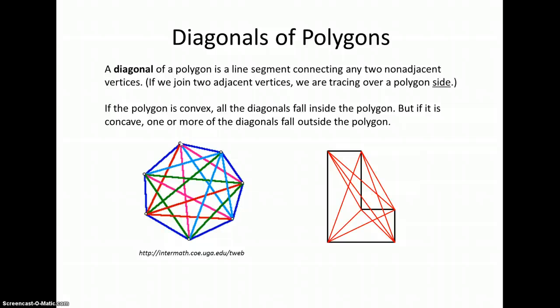If the polygon is convex, then all of the diagonals fall inside the polygon, like this picture. But if the polygon is concave, like this L-shaped figure, then some of the diagonals fall outside the polygon. Tomorrow in class, we will be doing activities for angles and diagonals of polygons.